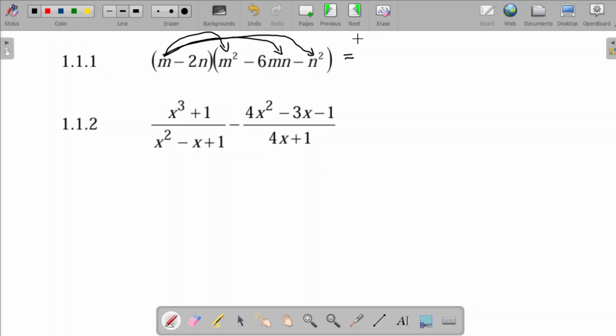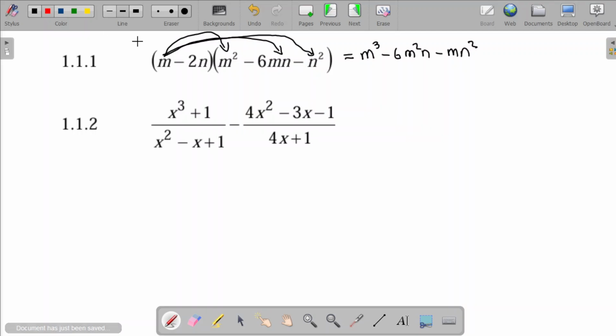So m times m squared is going to be m cubed. And then m times this, minus 6mn, is basically going to be minus 6m squared n. Then m times this negative 6n squared is basically going to be negative 6mn squared. Now, done with that one.